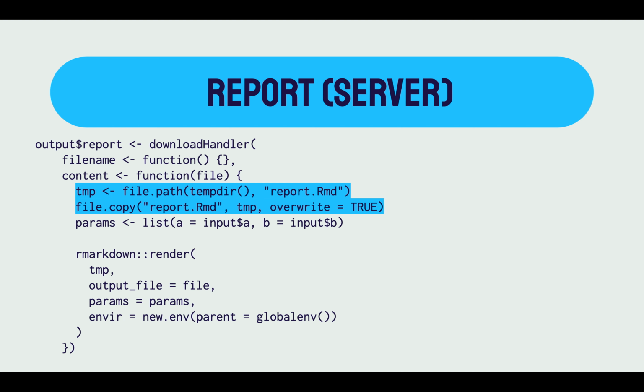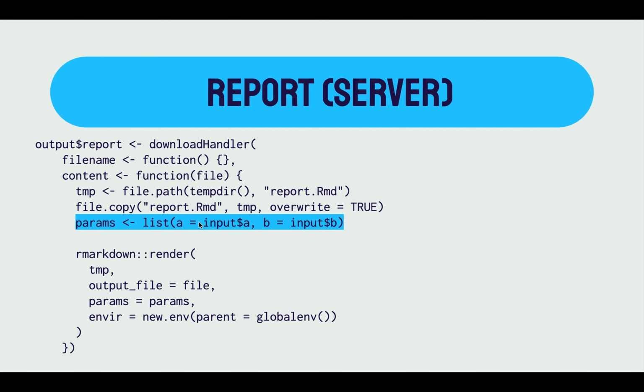I'm essentially creating this file. This report.rmd file is what I just created on the previous slide. That's the one that had those parameters in it. I'm just going to copy it to a temporary file here, and then I'm going to pass the parameters to this file. What I'm doing here is passing the A and B parameters that I used in that .rmd file from Shiny into that .rmd file.